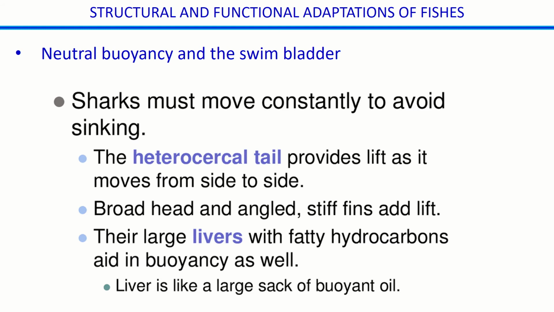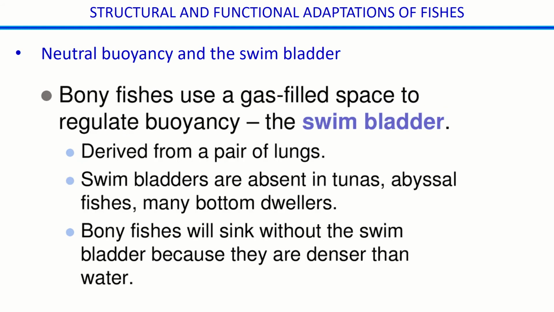The liver is a large sack of buoyant oil. Just helps them. Okay. Bony fishes use a gas-filled space to regulate their buoyancy. What is the swim bladder derived from? What does it come from? Embryonic stage, it comes from the esophagus. Okay, it's a swim bladder, so it's a pouch that's filled with air, helps with gaseous exchange. Fish take gas out of the water, they fill their swim bladder up, and it helps them to regulate some of their gaseous regulation, homeostasis in their body as well. That was very useful. So in order to help them balance the chemistry in their blood and the oxygen in their blood, homeostasis, the swim bladder is very useful in the osteichthyes.